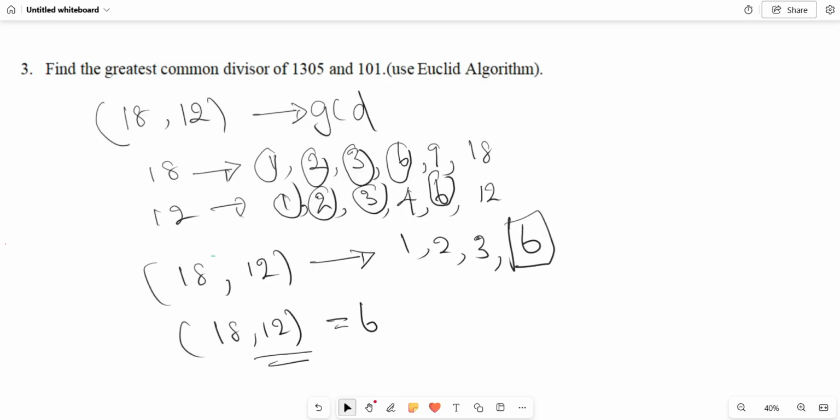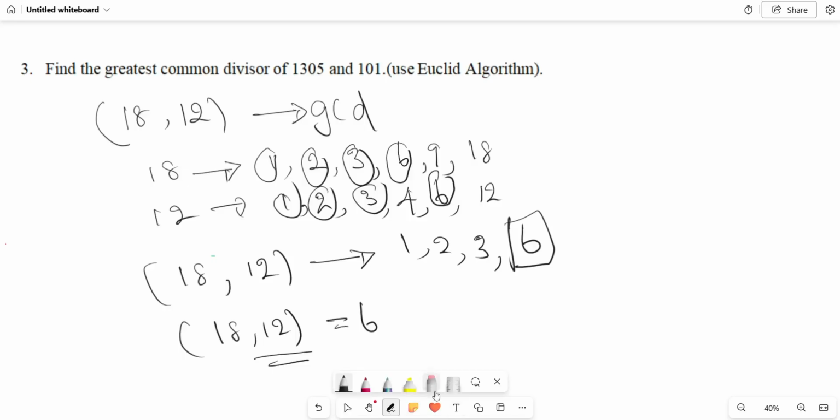So if it is a small number like this, you can find the divisors by factoring them, then find the common divisors and find the largest value. But this is valid for small numbers. If it is a large number like 1305, this method doesn't work well. You can do it, but it will take more time. So the best method is called the Euclidean algorithm. We'll see what this Euclidean algorithm is and how we use it.